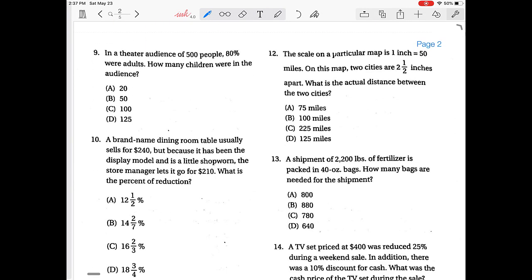Number 9, in a theater audience of 500 people, 80% were adults. How many children were in the audience? So if 80% were adults, then 20% of the total number of audience are children. 500 times 20% or 0.2 is then equal to 100. That is option Charlie.